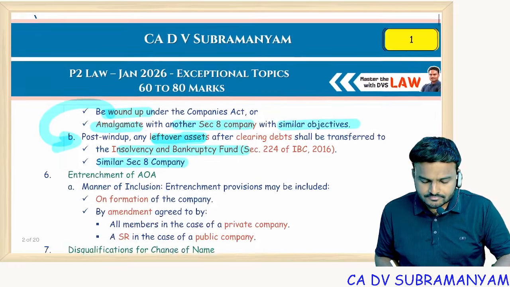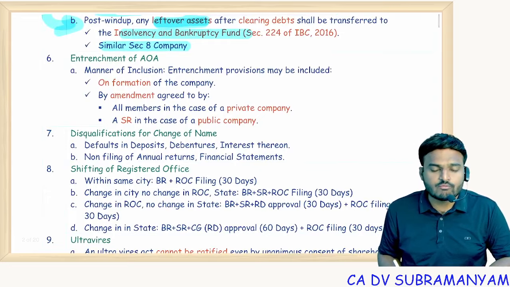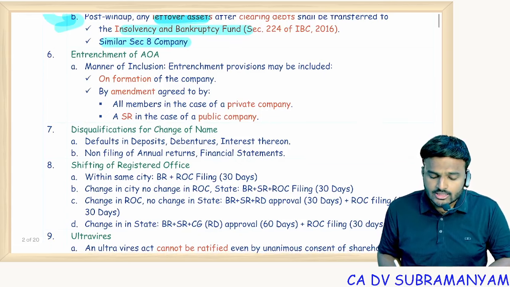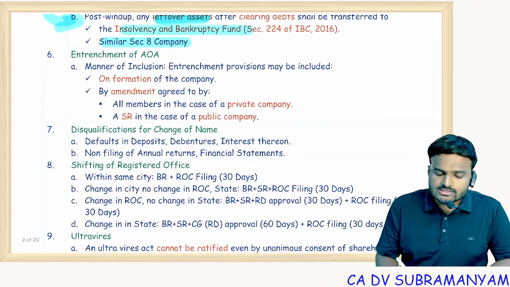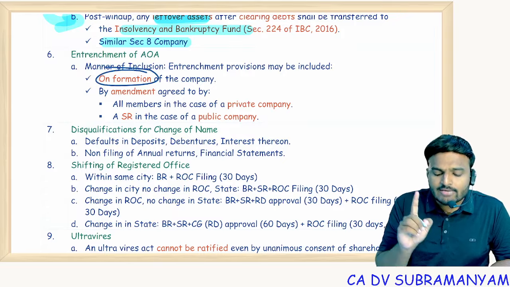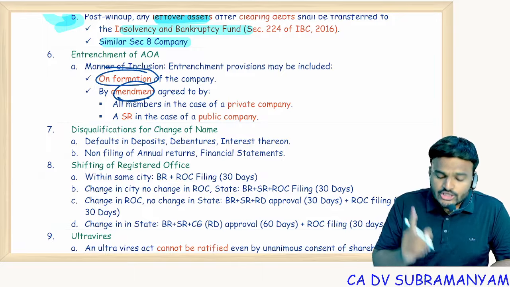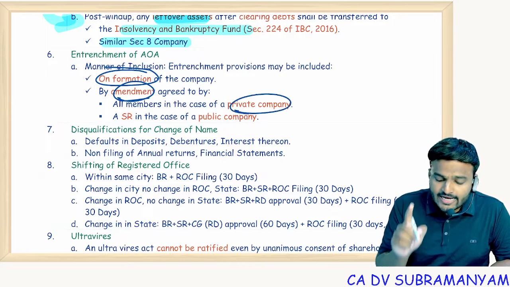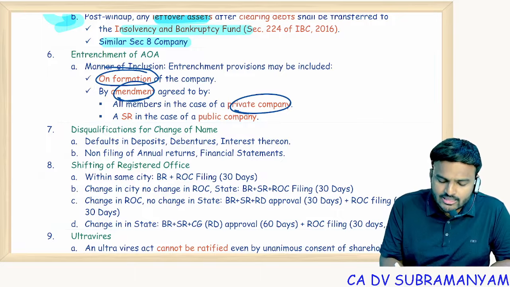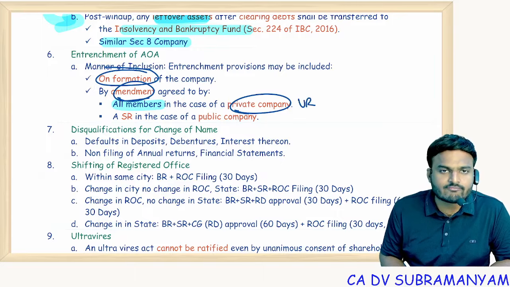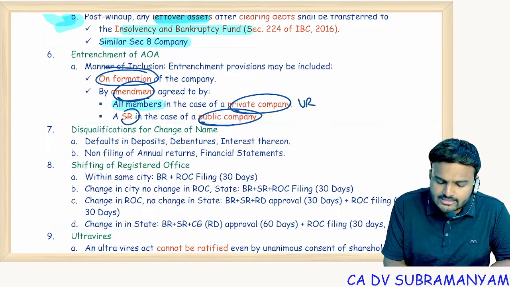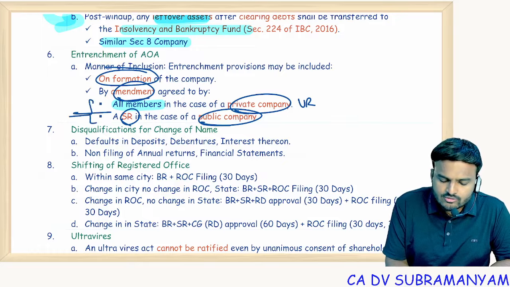Getting it? Next one, entrenchment of AOA. You can entrench your articles of association either at the time of formation of company or by way of amendment to AOA. If you are a private company, for entrenchment of AOA, consent of all members is required. That means unanimous resolution is required. Whereas if you are a public company, special resolution is enough. Find out the difference between these two.